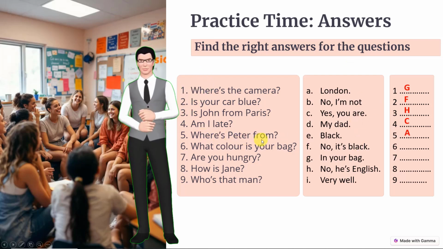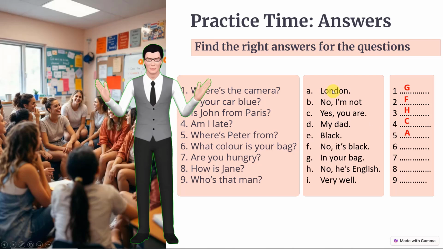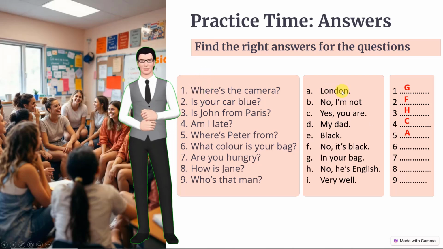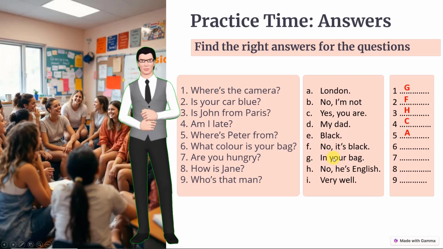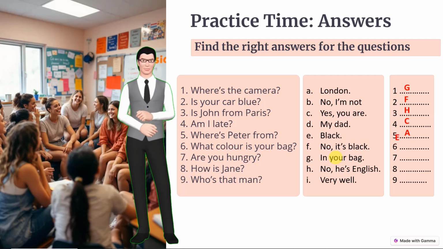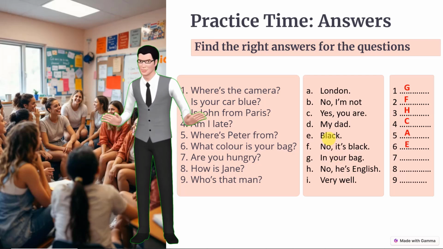Let's go look at number 5. Where's Peter from? We said A, London, right? You can say he's from London, but we want to look at short answers, so just London. And let's go look at number 6. What color is your bag? And we said it is E, black.